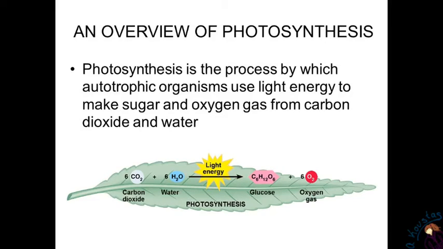In addition to producing glucose, a sugar or a carbohydrate, photosynthesis also produces oxygen. Oxygen gas is made up of 2 atoms of oxygen bound together to form a molecule. And there are 6 of these molecules.